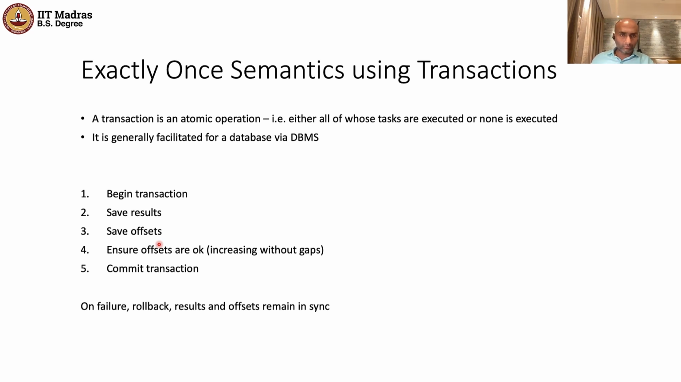Now, for this to work in practice, if you have two different systems, like one system for results and one system for offsets, then guaranteeing transactions across both is actually a very hard challenge.